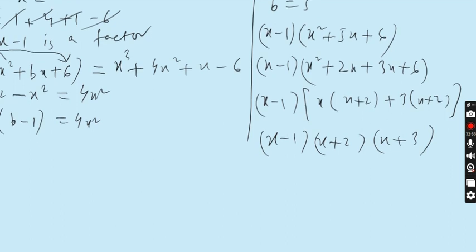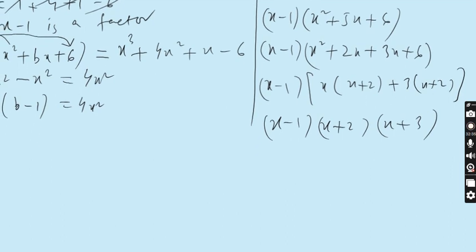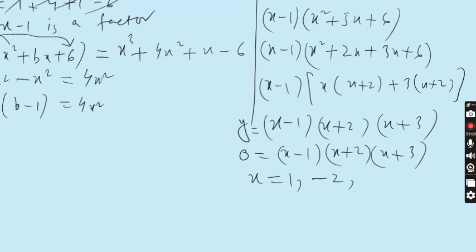So first requirement has been fulfilled, and obviously it is equal to y. Now find the axis intercepts, means find x-intercept, put y equals to 0, (x minus 1)(x plus 2)(x plus 3), which gives you x equals 1, minus 2, minus 3.